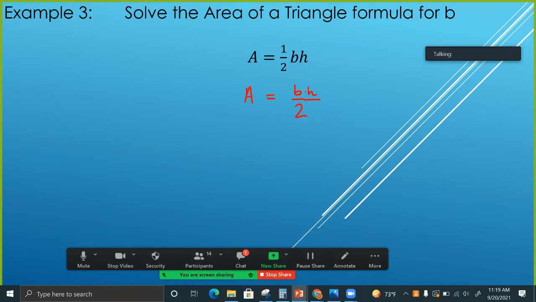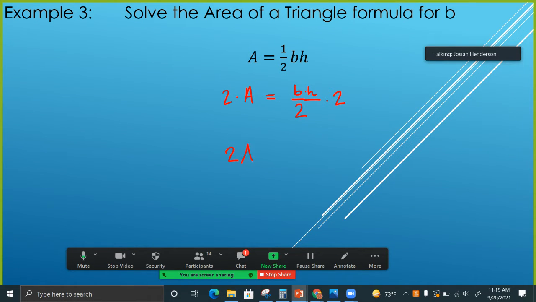Essentially, it's B times H divided by 2. Now, we haven't solved it, but that's the same thing. So now it might be a little easier to see what's happening to the B, what operations are happening to the b so we can undo those operations. So I see that b is being divided by 2. So that means we need 2 times 2 on both sides. So let's start with that.